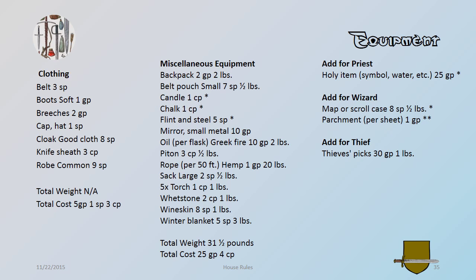Priests, I'd recommend adding holy items. And then wizards, I recommend a scroll or map case to keep any spells or writings in, and then parchment. And then, of course, if you're a thief, you'll want to get thief picks. Also, I do allow the Aurora's Guide. There's a few items, like anything from Aztecia has not arrived yet.